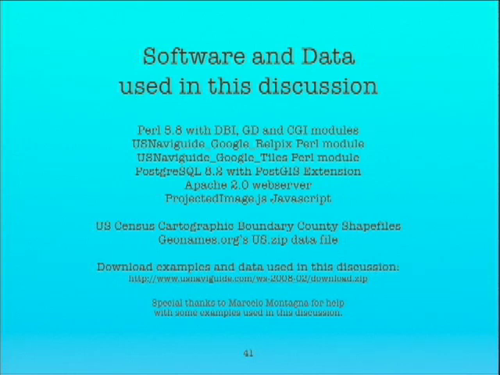And let's see, Apache 2.0 web server, although you could still use IIS, I guess, though I don't know why you'd want to. Projected image .js, JavaScript. U.S. Census cartographic boundary county shapefiles, that was the shapefiles. Geonames.org U.S. zip files. All the data for this example can be downloaded from this URL, including this presentation, which is a PDF. So if you want to download that as well, or review it, or see anything that you missed.